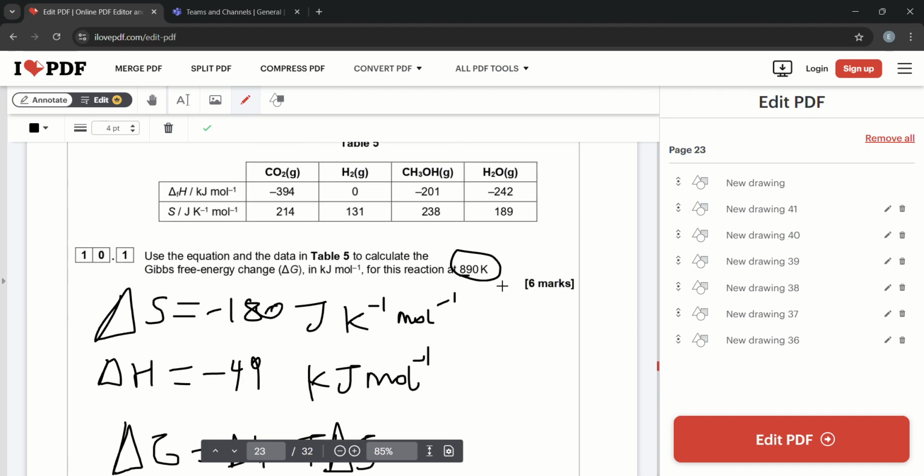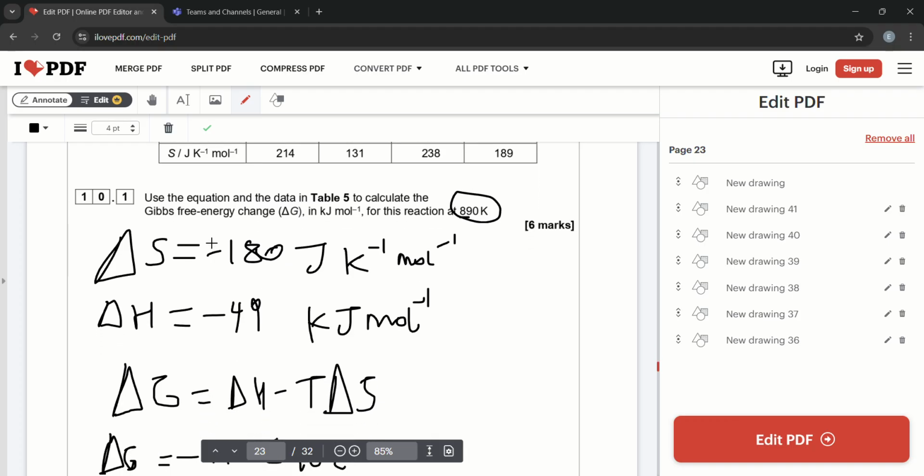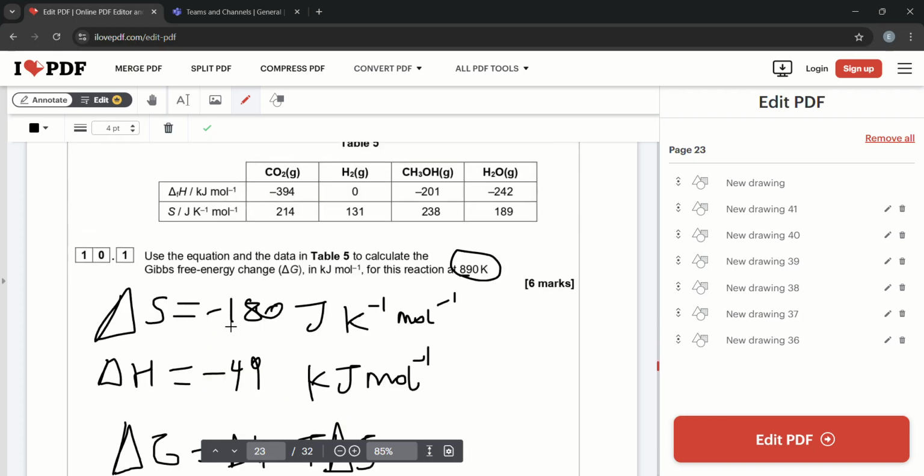That's pretty nice, because sometimes they'll give you the temperature in degrees Celsius. Students will be rushing the question, they'll use degrees when it needs to be in Kelvin, and then they'll get the answer wrong, so they'll lose at least a mark. So minus T delta S, which is minus 180 joules.